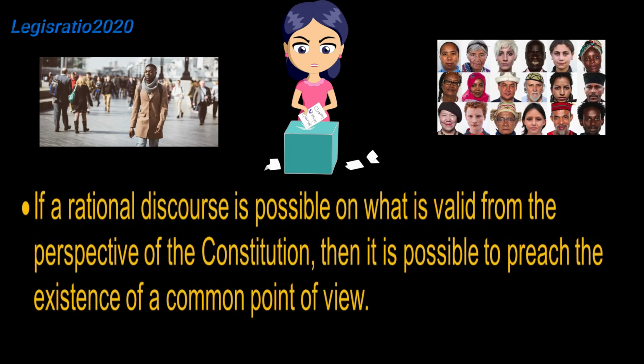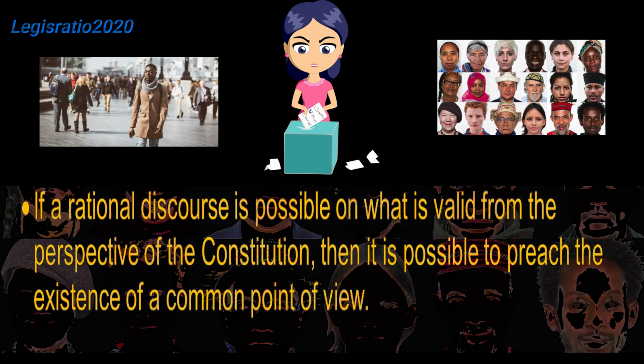Regarding the controversy about what is correct from the perspective of the Constitution, Alexy states that immeasurability appears as soon as it excludes the possibility of a common point of view. A discourse of the correct answer would be impossible beyond rationality and empty rhetoric. However, the opposite is true. If a rational discourse is possible on what is valid from the perspective of the Constitution, then it is possible to preach the existence of a common point of view.